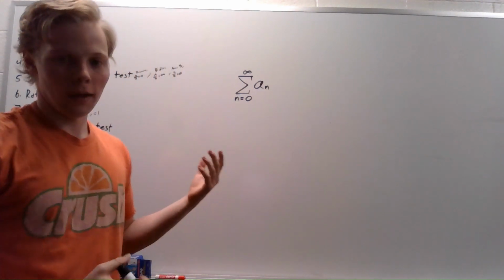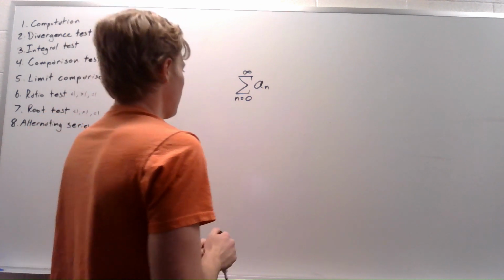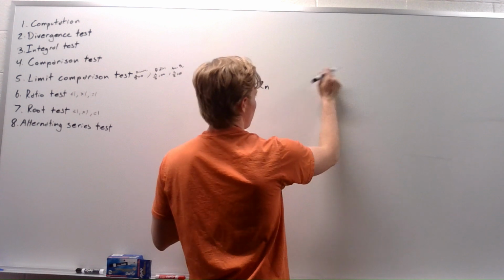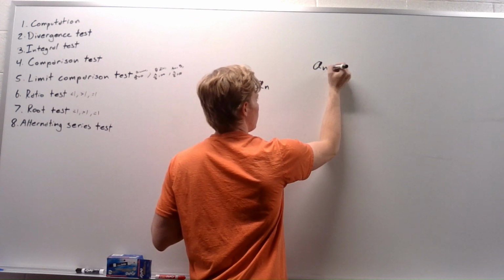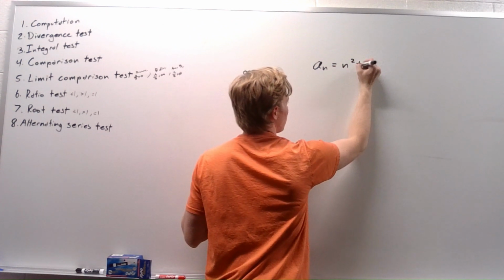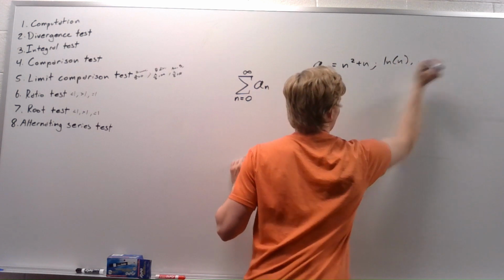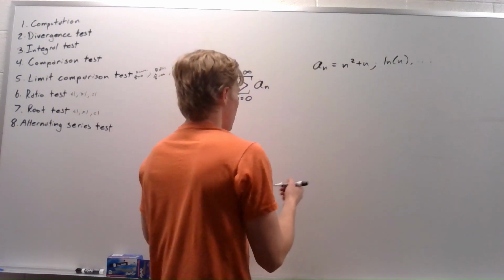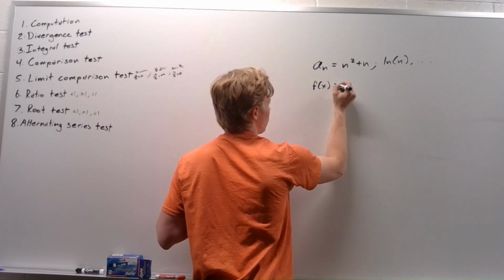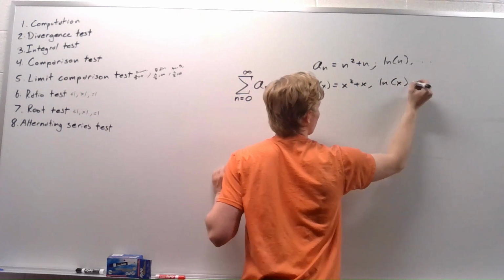And so the first part that we need to understand in order to know what the whole notation is saying is, what is a sub n? Well, a sub n is just a function of n. A sub n could be n squared plus n, or ln of n, or anything, any function of n. And that's just like how f of x is equal to a function of x. Could be x squared plus x, or ln of x, or anything else.